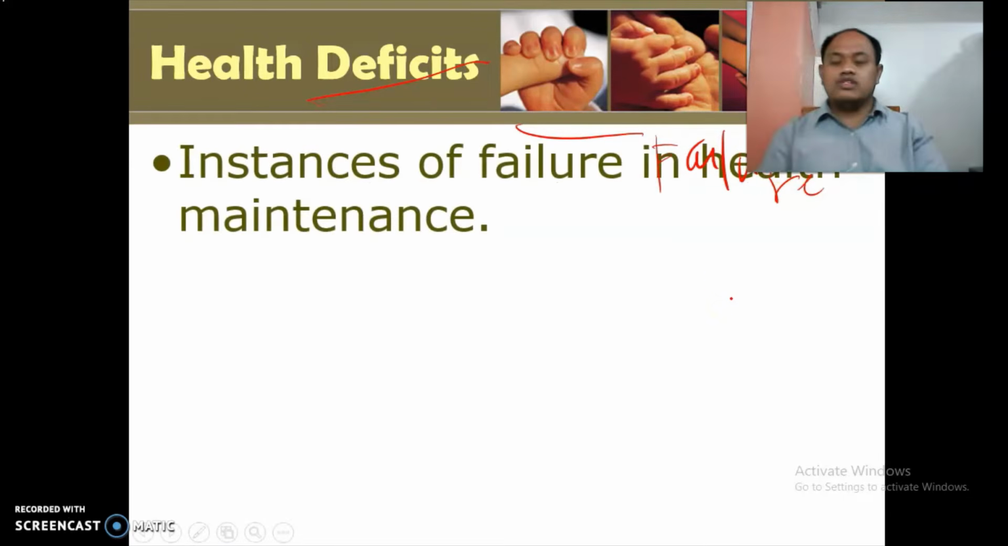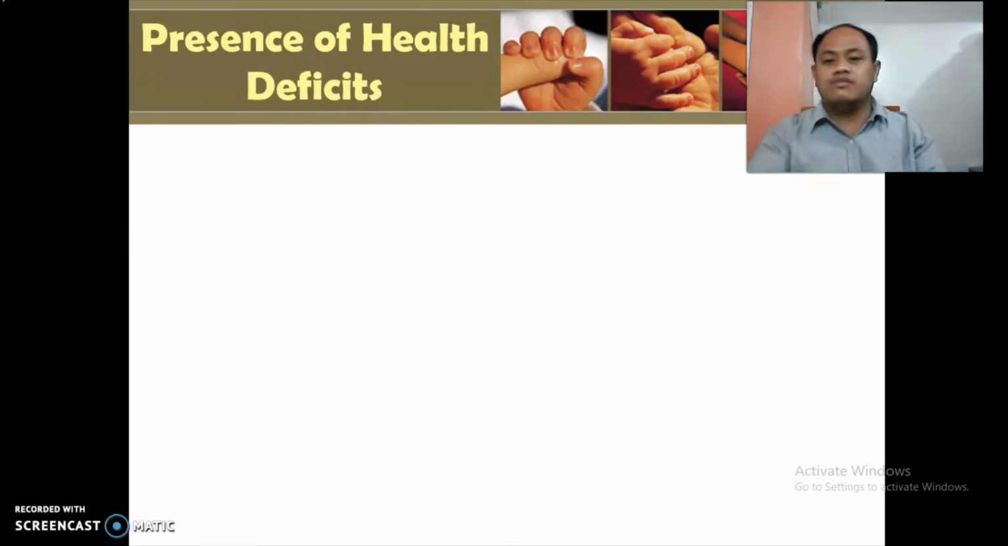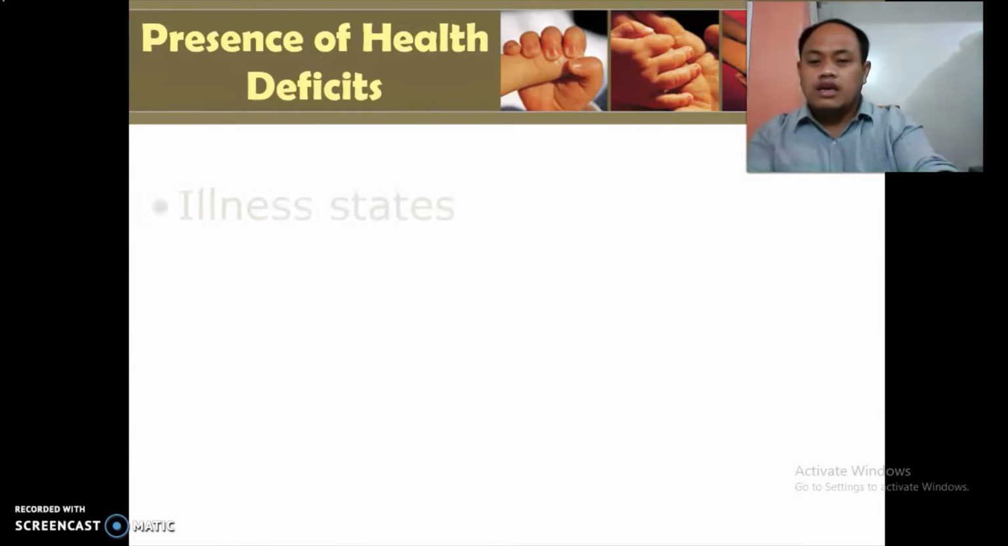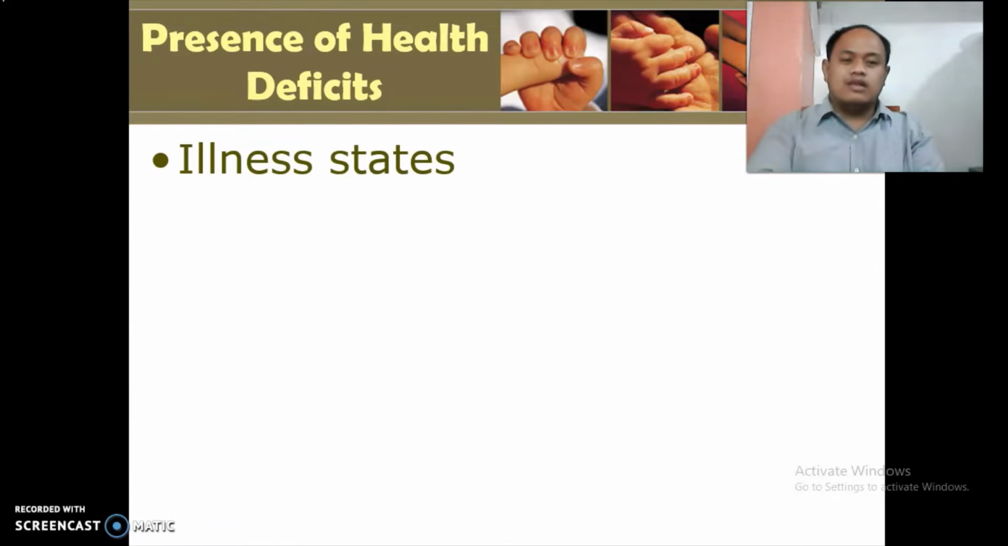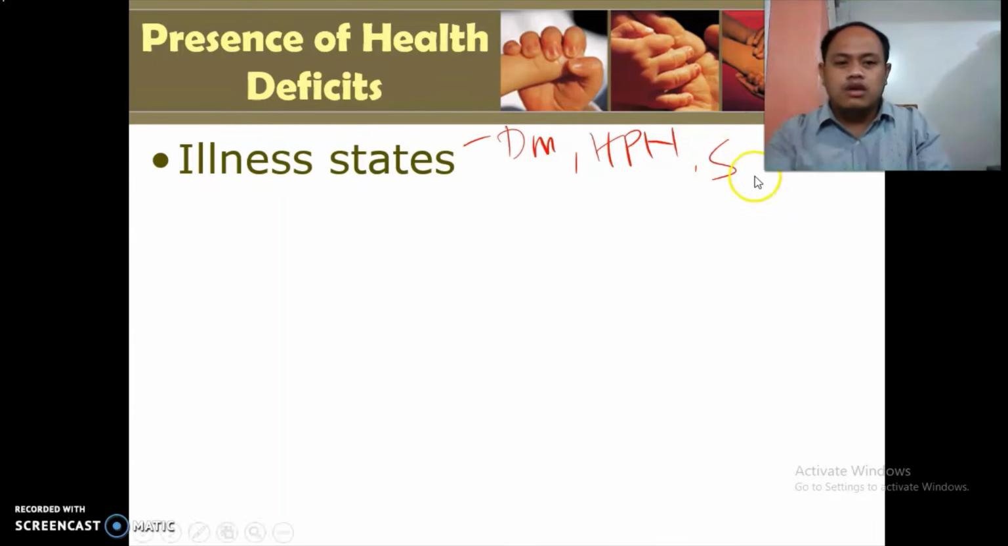So let's go with the definition. So we'll talk about health deficit. This is an instance of failure in health maintenance. Sabi ko nga kanina, may nangyari na sa kanyang kalusugan. Nagkaroon na ng failure in maintaining a person's health. An example of the presence of health deficit is that if a person has an illness state, okay, for example, isa sa miyembro ng pamilya ay may diabetes mellitus, merong hypertension, merong scabies.